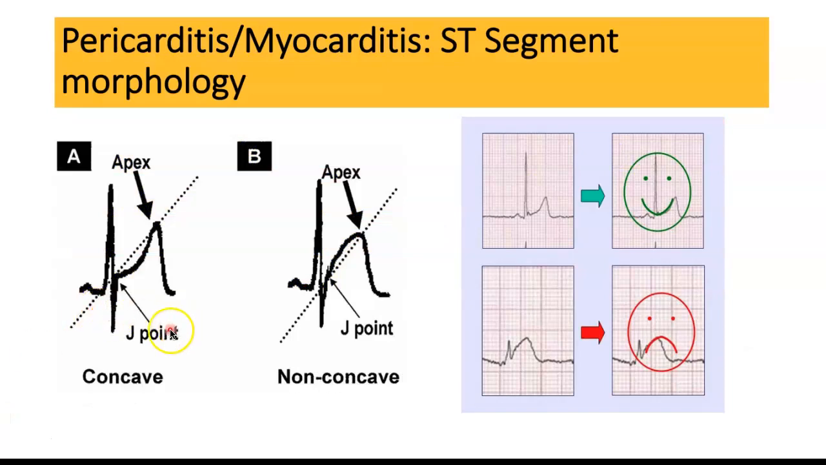So here's an example of what we mean when we say concave upward. The J point is here, and it's followed out to the T, and it appears concave upward instead of convex. So if you think about it, you can insert a smiley face here, concave upward, not ischemia, not a STEMI. Concave downward looks much more like that tombstone we talked about, and this is more indicative of ischemia and a STEMI.